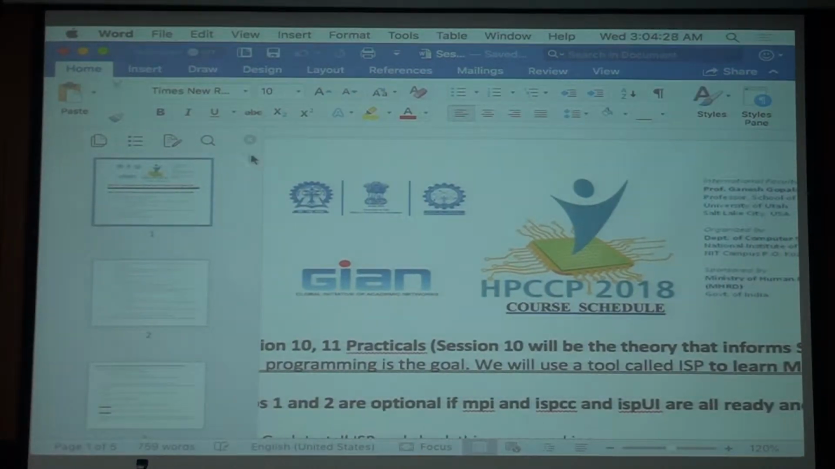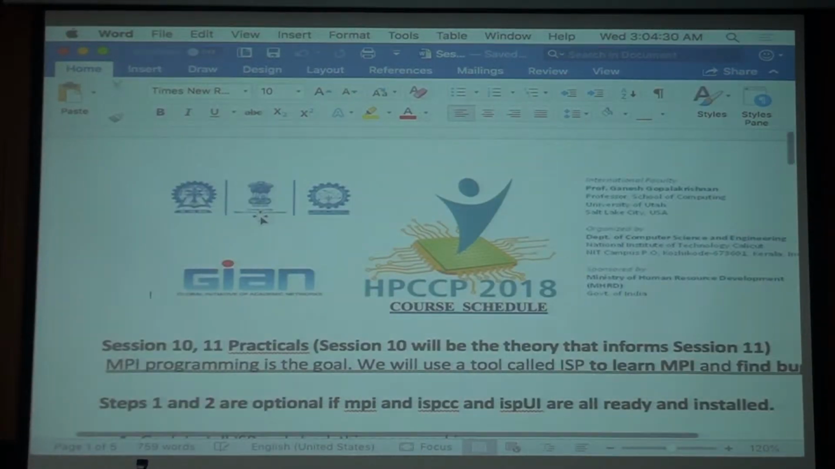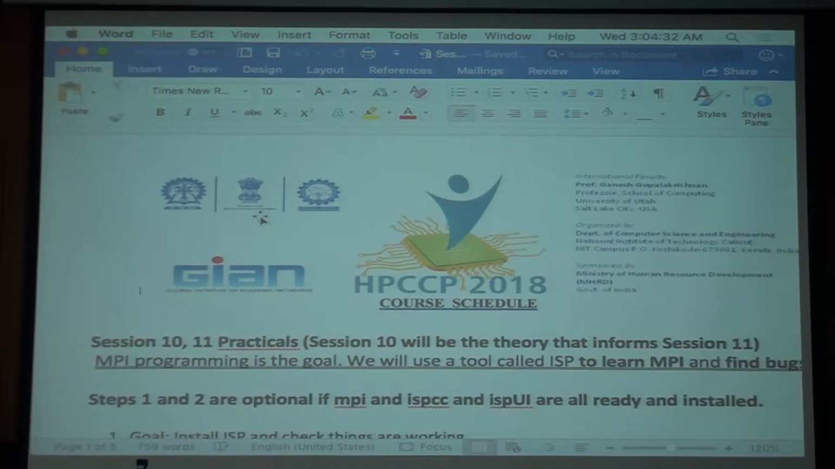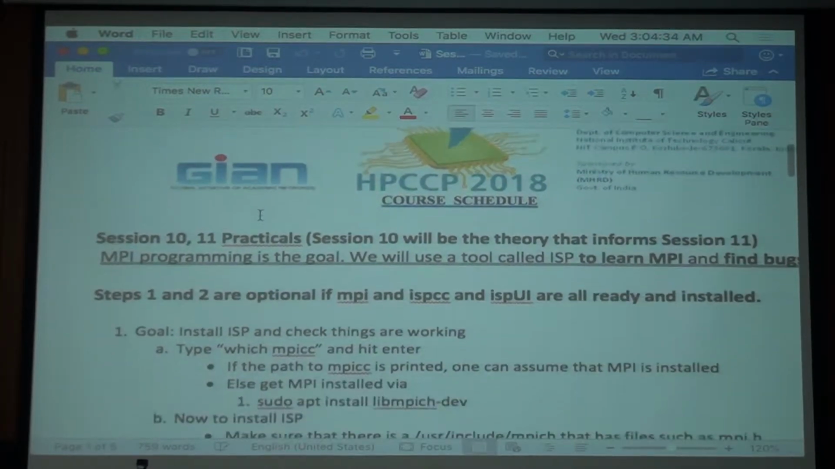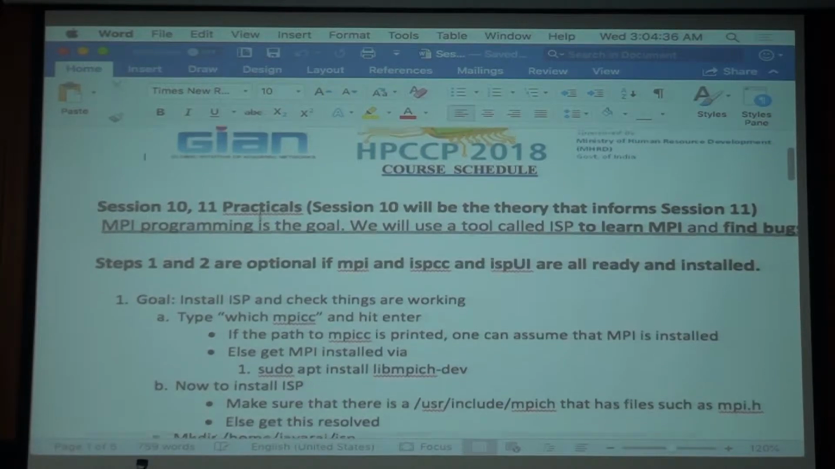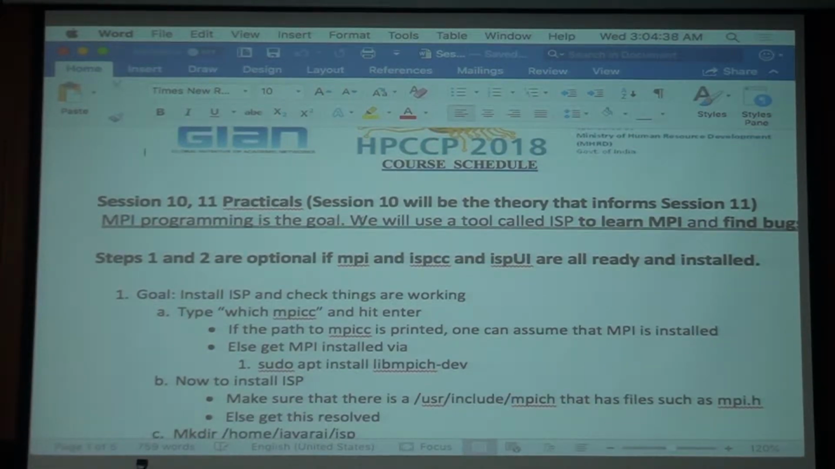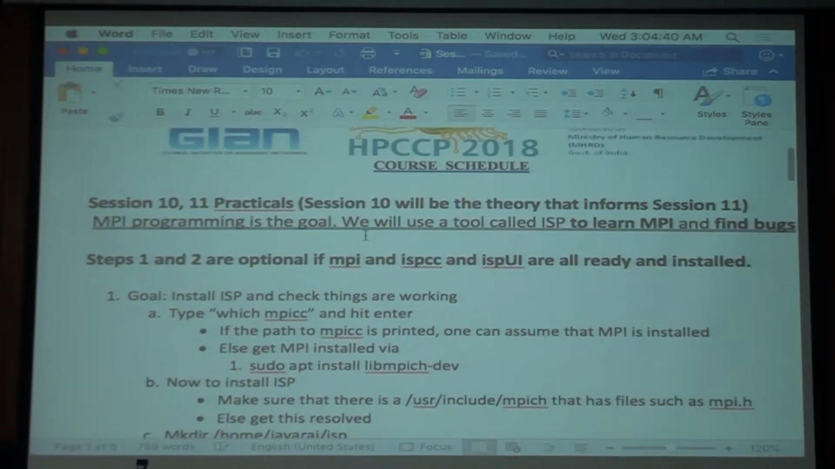The practicals will be partly started today, and it will continue on to tomorrow. MPI programming is the goal. We will use a tool called ISP to learn MPI better and also to find bugs in MPI programs. So that's what ISP helps with.